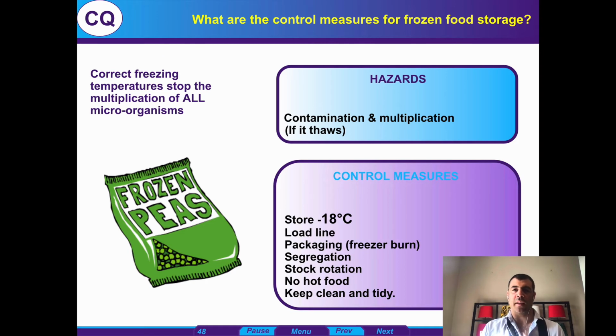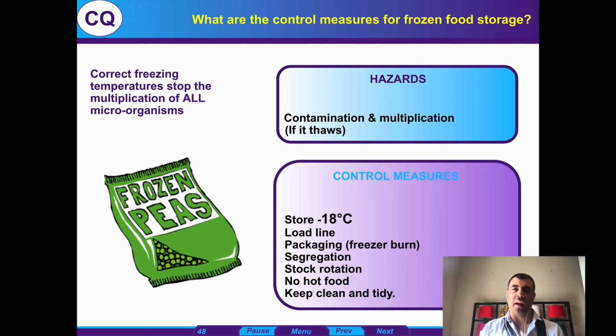We also need to segregate food. Just think about allergens, but also think about ready-to-eat products versus raw product. Just like you would in the fridge, you would store from the most ready-to-eat at the top to the least ready-to-eat at the bottom. Stock rotation.